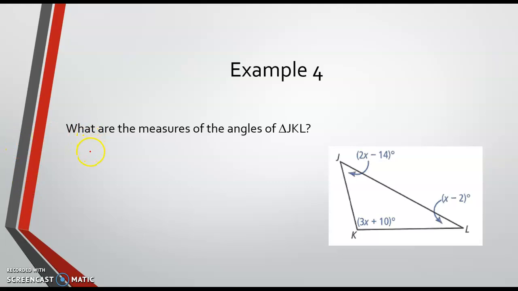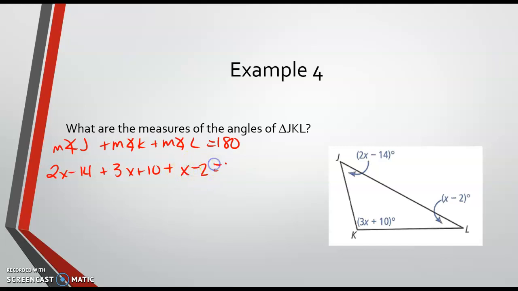So let's start by just setting up the equation. I know that the measure of angle J plus the measure of angle K plus the measure of angle L is going to equal 180 degrees. Now I'm just going to substitute J, K, and L with their expressions. So 2x minus 14 plus 3x plus 10 plus x minus 2 equals 180.